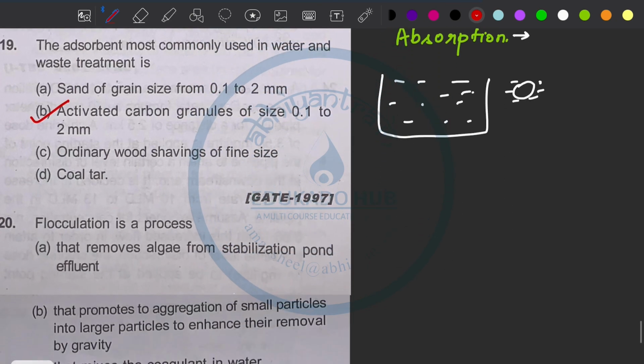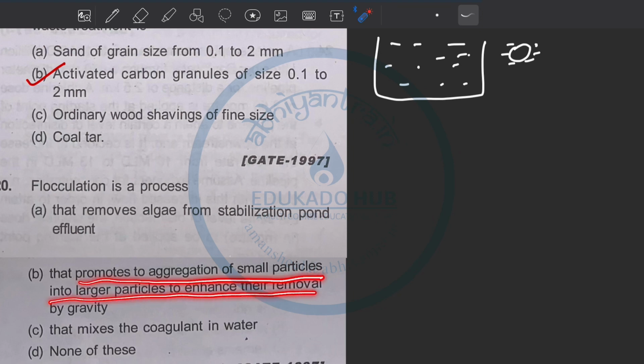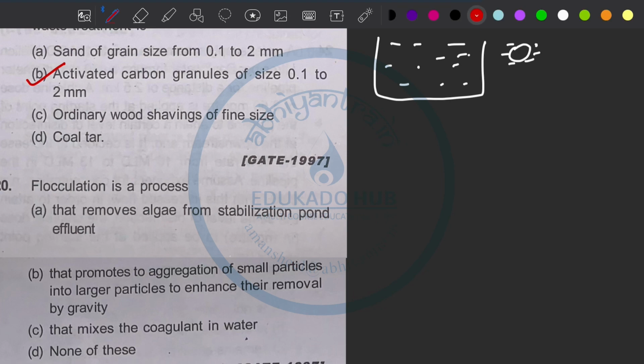Next is, flocculation is a process that removes the algae from stabilized pond effluent, that promotes aggregation of small particles into larger particles to enhance their removal by gravity, that mixes the coagulant in water, none of these. So we can say directly, seeing option B, it is correct. Flocculation is nothing but aggregation of small particles into larger particles so that they can be settled out. So this is the question.